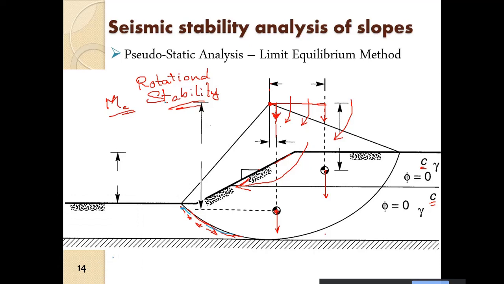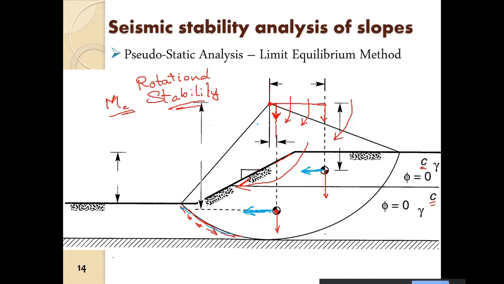Now, if we have an earthquake, we consider the pseudostatic analysis. So what we will do is apply a horizontal coefficient of acceleration. So we have a KH into W here. So this is the inertial force due to the earthquake. Similarly, here also we will have an inertial force due to the earthquake.